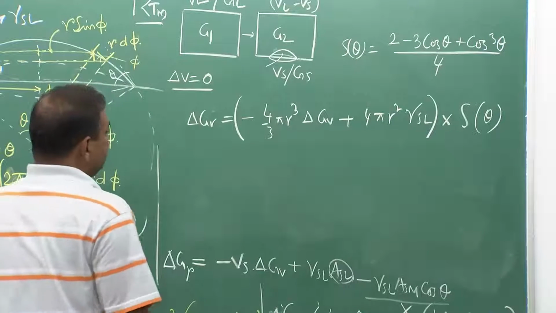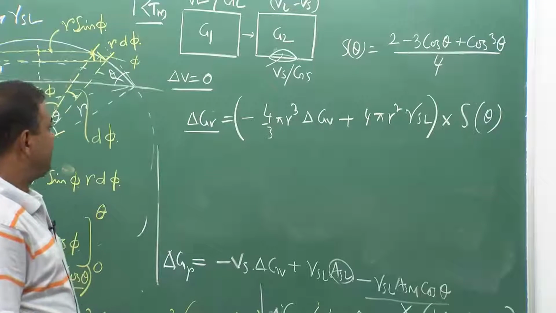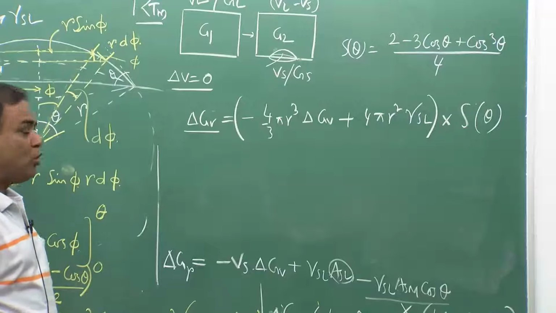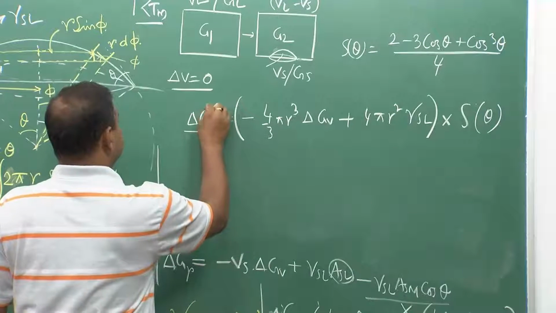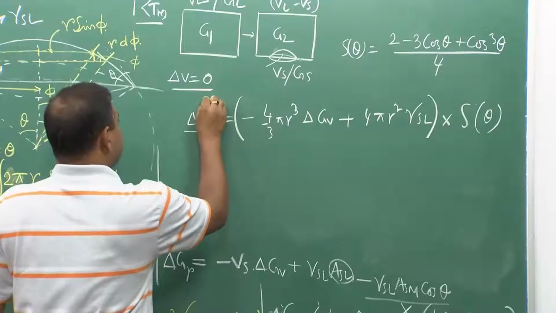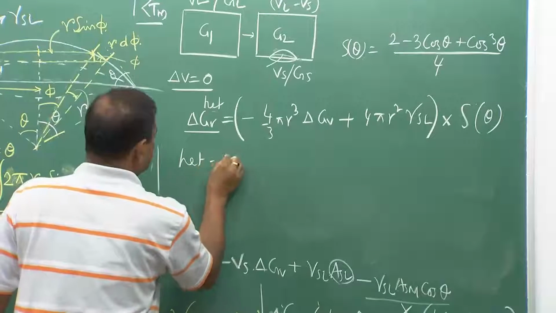Now, interestingly, since this is forming on top of a mold wall, let us give a name as het. So this het is coming from heterogeneous.